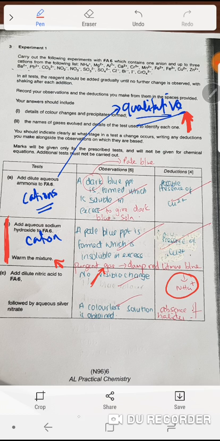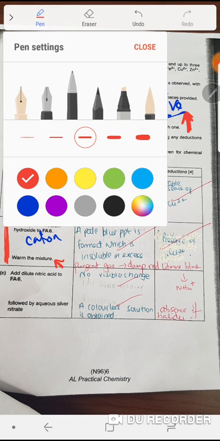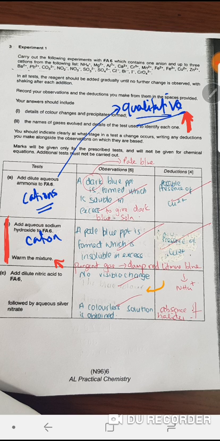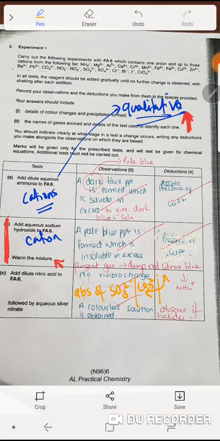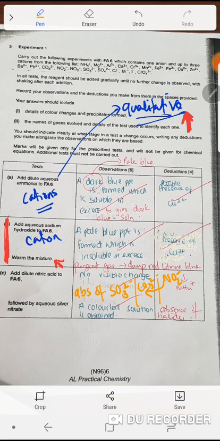Add dilute nitric acid. Catastrophic again. No visible change. Fair enough. That is good. This part is good. So when we add an acid and we don't have any visible change, it is absence of sulfite, absence of carbonate, CO3, and absence of nitrite, NO2 minus. You see? So this is not written there. It's a mistake.